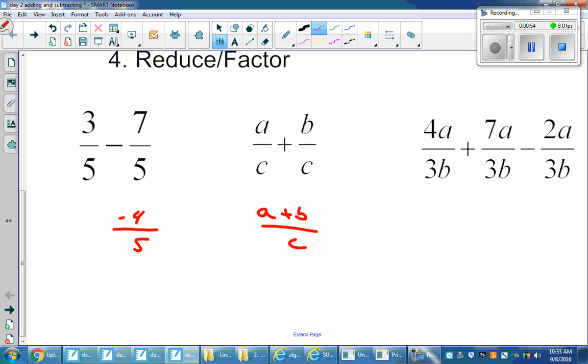I'm going to take 4a, add 7a, which is 11a. Take 11a, subtract 2a, which is 9a, and I'm going to divide that by 3b. As I said, once I combine them to become one fraction, I'm going to look to reduce.